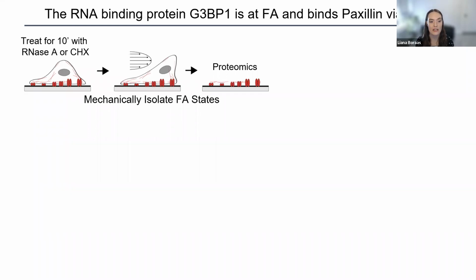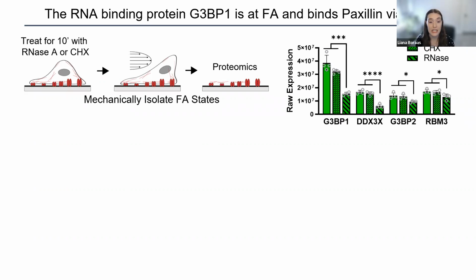The idea behind the RNase A and cycloheximide is that we could differentiate between RNA binding proteins that were responsible for translation versus those that were responsible for simply RNA localization or just interacting with the RNA in general. Doing this technique, we got our top 4 targets, which I'm showing here, that are highly expressed and then lost with RNase A treatment, but not cycloheximide.